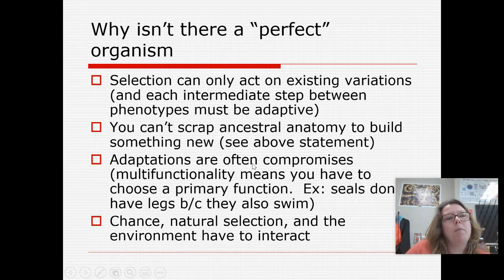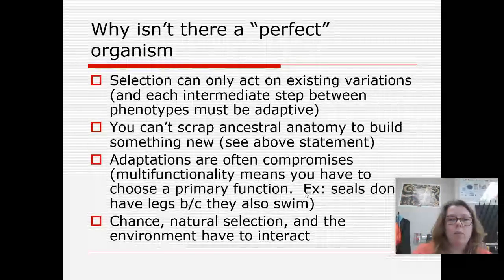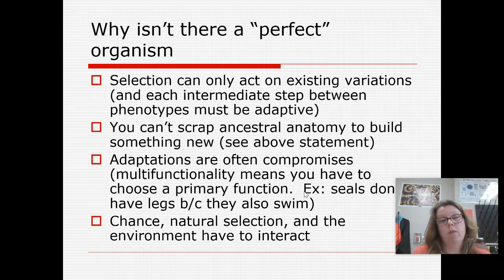Adaptations are also often compromises. So if you have, say, seals that use their flippers for getting around on land, but also swimming, they're not so great on land, right? They can get around on land, but their primary function is to swim in the water and to evade predation in the water. So they've kind of sacrificed that motility on land for being able to be maneuverable in the water because there's a greater threat in the water. At least there was for an ancestor. On land, though, they're particularly vulnerable.